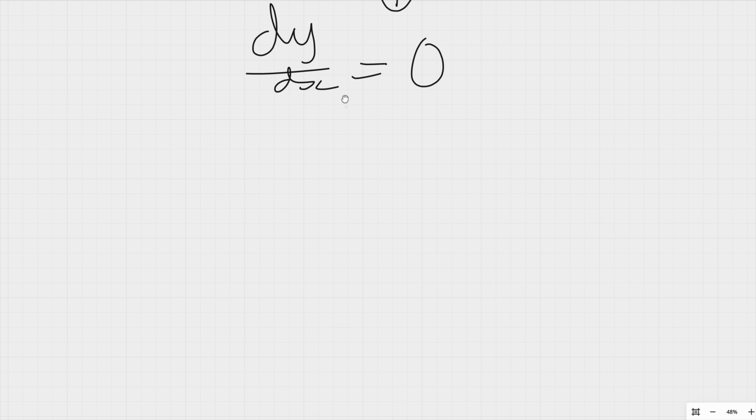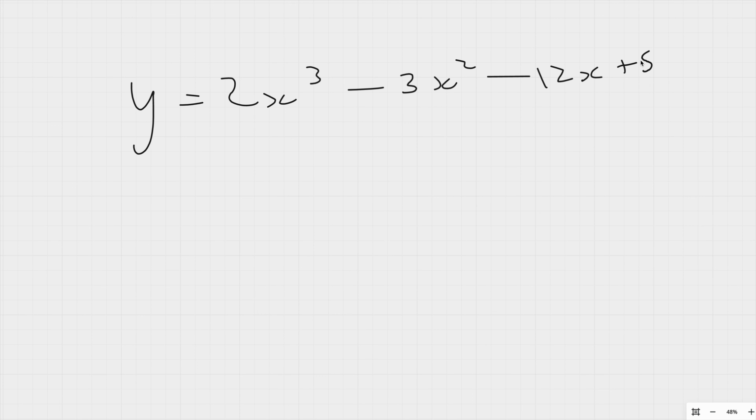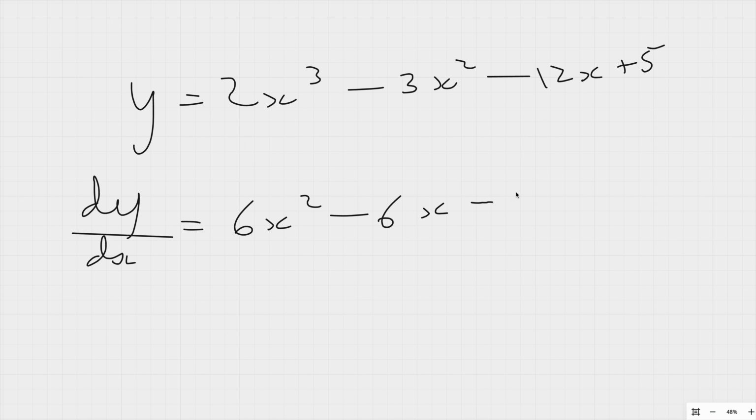Now let's do an example. Imagine it says, find the stationary points on the curve y equals 2x cubed minus 3x squared minus 12x plus 5. What do you first need to do? Step numero uno. Differentiate it to find the gradient function. dy/dx equals 6x squared minus 6x minus 12 plus nothing, as you learned from the last video.